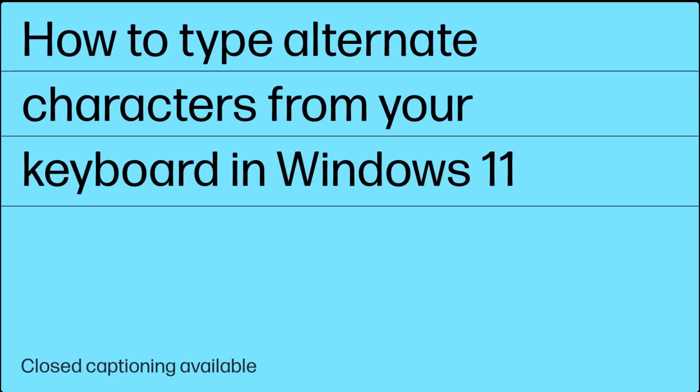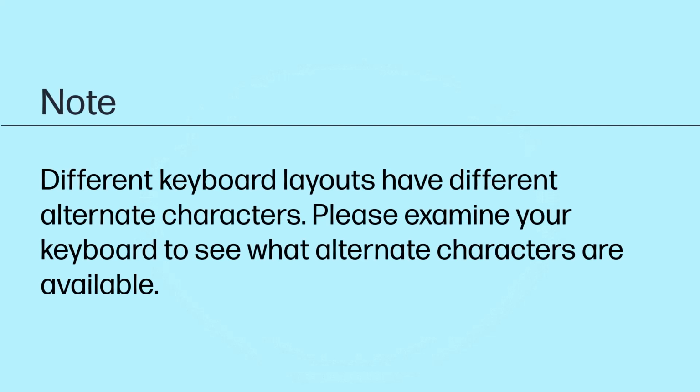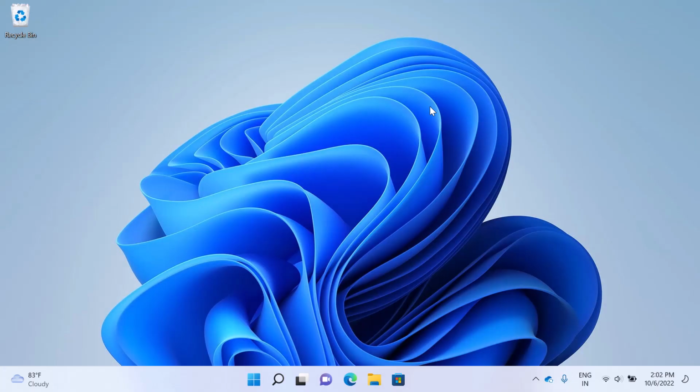How to type alternate characters from your keyboard in Windows 11. To type the alternate character on a key, press the right Alt key and the desired key. Note, different keyboard layouts have different alternate characters. Please examine your keyboard to see what alternate characters are available. Your computer might also have multiple keyboard language layouts available.